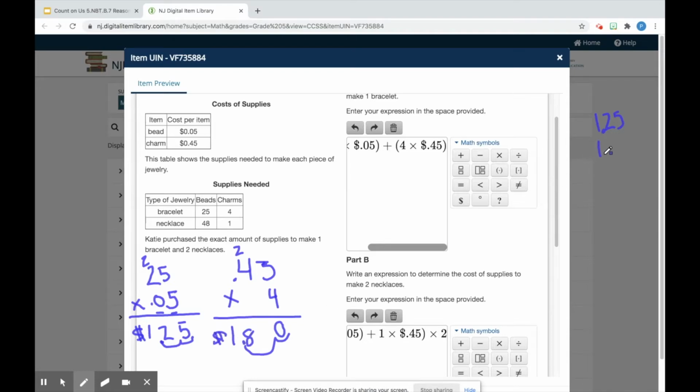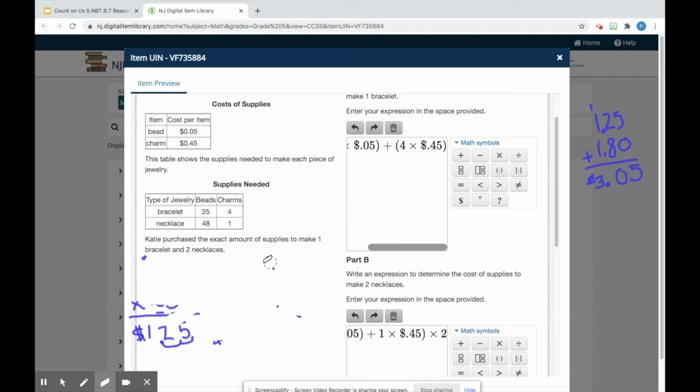So I'm going to add that over here. And just to make it a little simpler, I'll go ahead and add these up. So that's 5 plus 0 is 5. 8 plus 2 is 10. And then my 1 plus 1 plus 1 is 3. So right now she spent $3.05 on the bracelet. Now let's see, how much did she spend on the necklace?